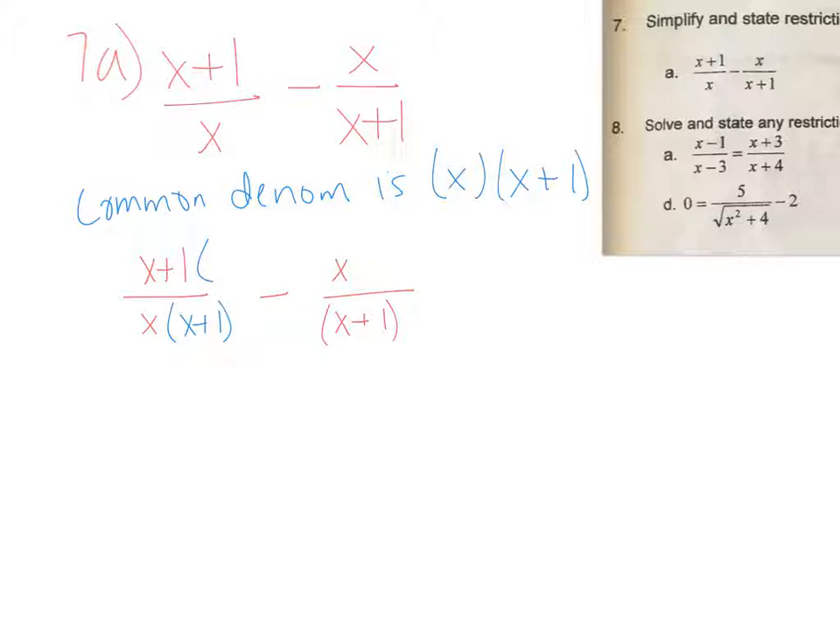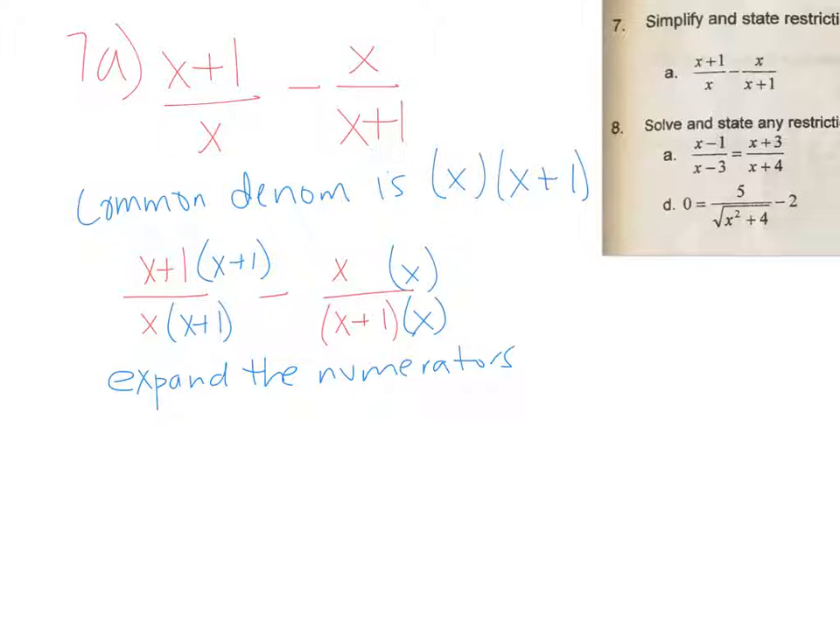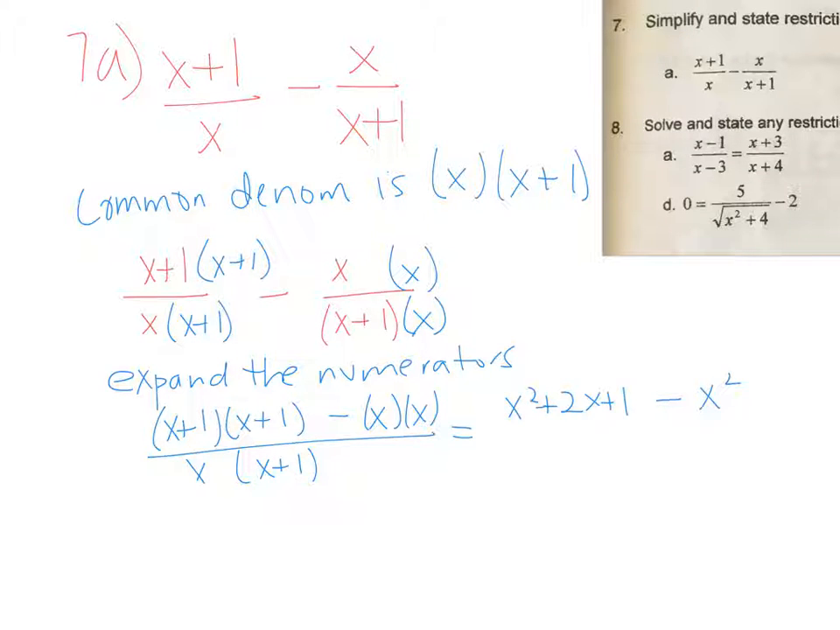And that means I need to multiply the top by x plus 1 as well. Similarly over here, I need an x on the bottom, so I need to multiply the top by x. I'm going to keep the denominator and expand the numerators. So using the distributive property, I'm going to figure out what x plus 1 times x plus 1 is. When I expanded this using distributive property, I got x squared plus 2x plus 1. And then of course x times x is just x squared. The simplified answer is 2x plus 1 over x plus 1.